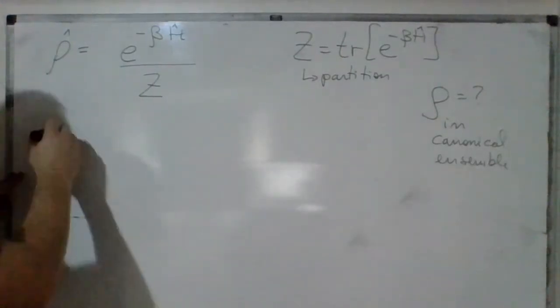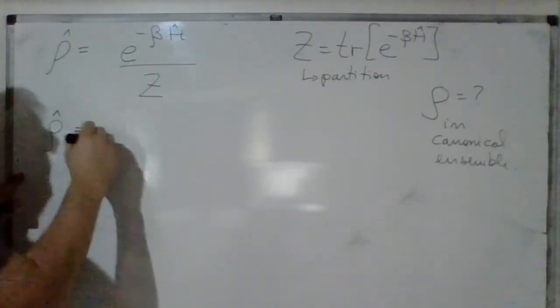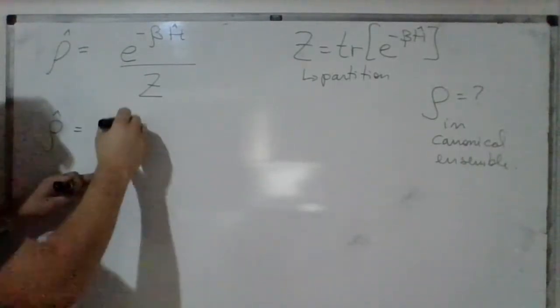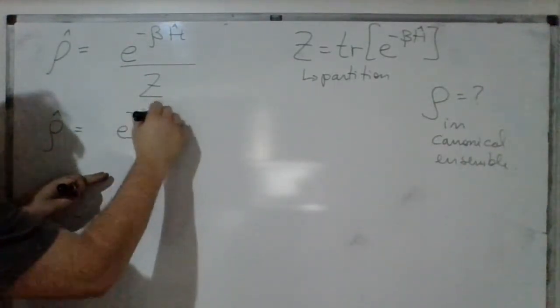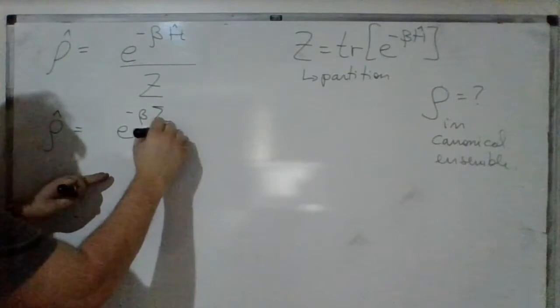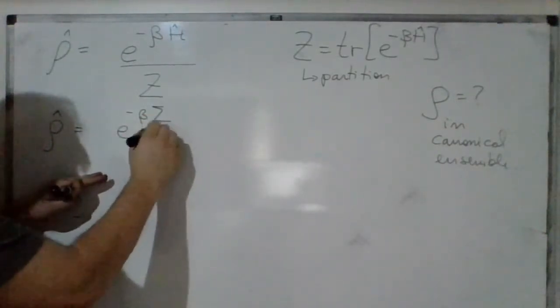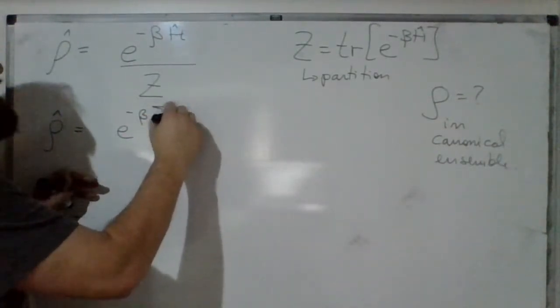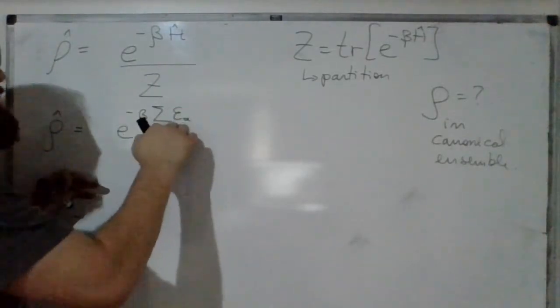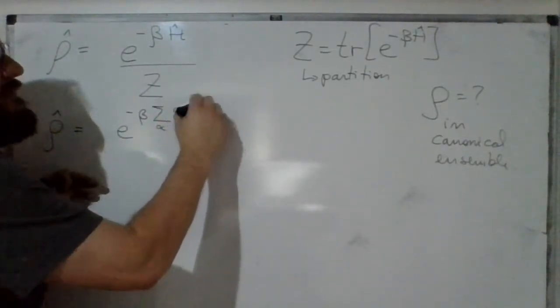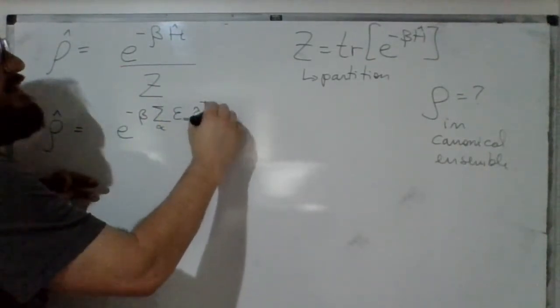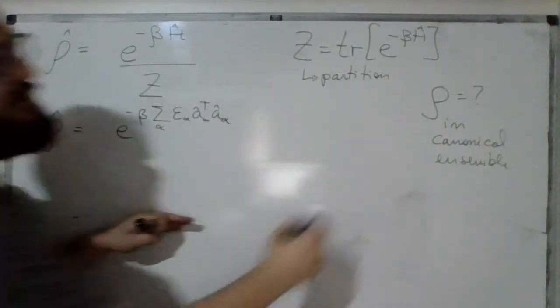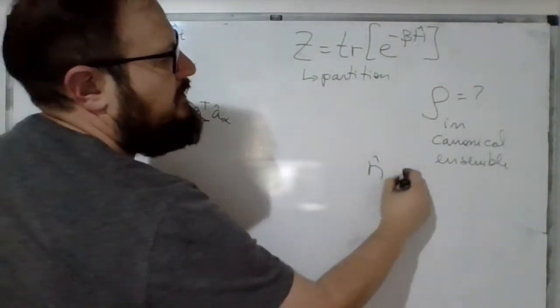And now we can write the Hamiltonian here, which is the summation over the states alpha, times the energy of alpha, times this Hermitian operator, which is the number operator. Remember, the number operator is just the product.